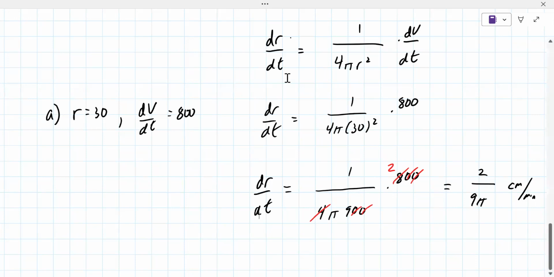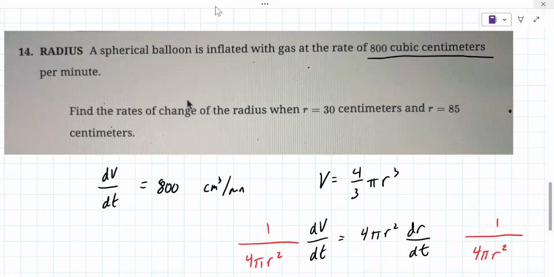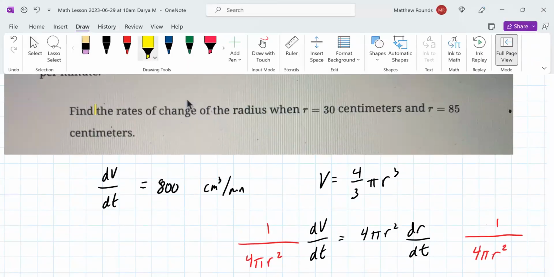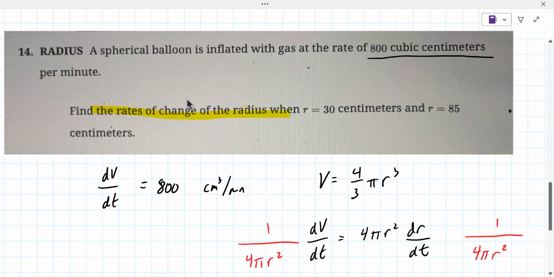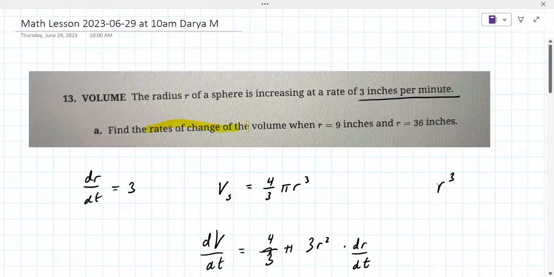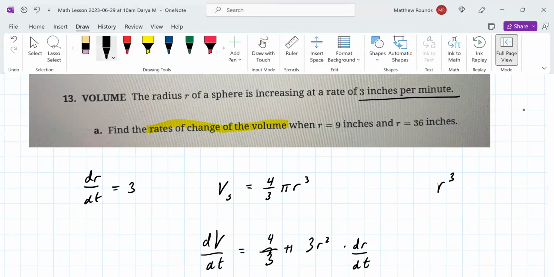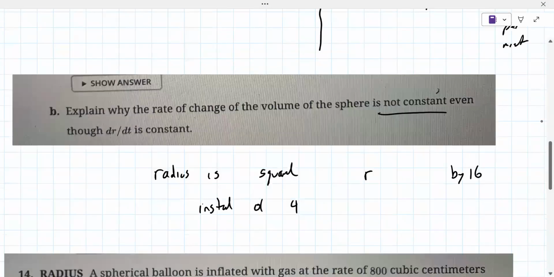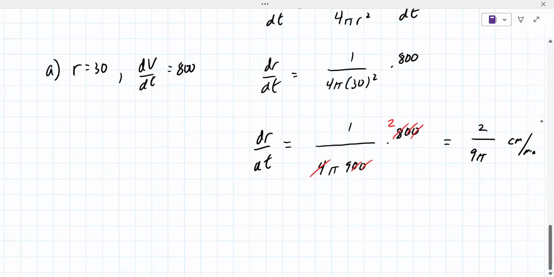So how can we tell the difference if we're solving for dV versus dr in the problem? Good question, because that is the key thing here. It says find the rate of change of the radius. That means dr/dt. In the previous problem, it said find the rate of change of the volume. That's dV/dt. You have to know what words to look for. The units tell you what you're given. They tell you, okay, you're given cubic centimeters, so they're telling you which one you're given.